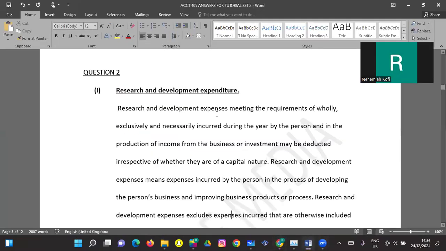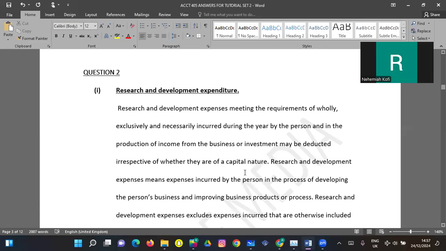Research and development expenses must meet the requirement of being wholly, exclusively and necessarily incurred during the year by the person in the production of income from the business or investment. This may be deducted irrespective of whether they are of a capital nature or a revenue nature.